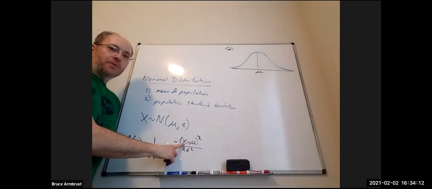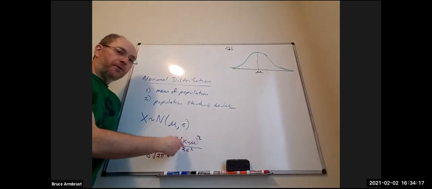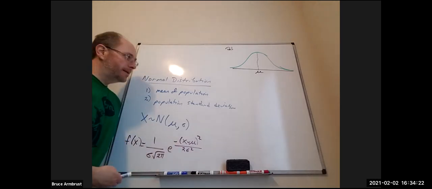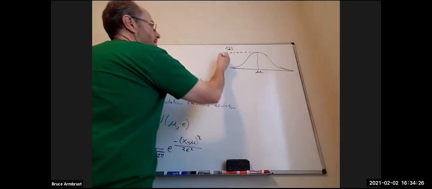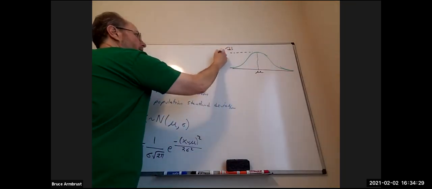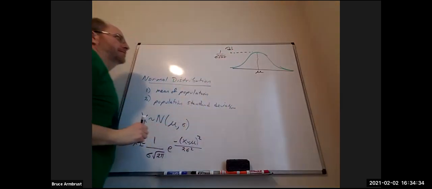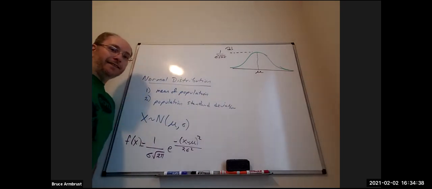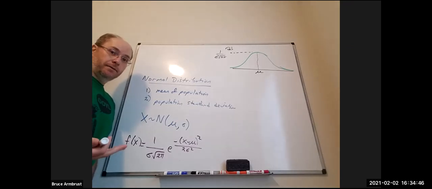That would be when x is equal to mu. If x is equal to mu, this is all 0. E to the 0 is equal to 1. And so the greatest probability is 1 over sigma times the square root of 2 pi. So notice that the height of this depends on sigma. It depends on the standard deviation. It depends on the spread.